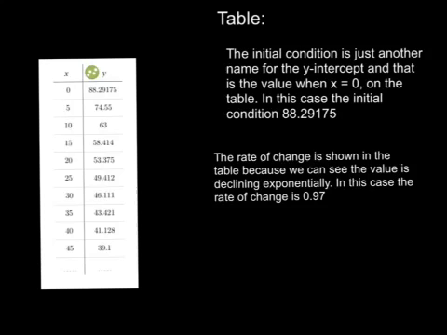Well, the rate of change is just another name for the unit rate or the slope. And all of us know that a unit rate or slope is per minute, not per 5 minutes. And this table shows us the data per 5 minutes, which is not helpful to us. Well, we can see that the values are decaying exponentially. So we know that the rate of change will be 0 point something because it's decaying exponentially.